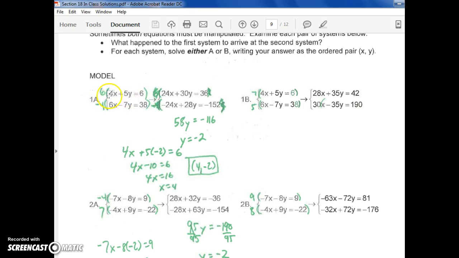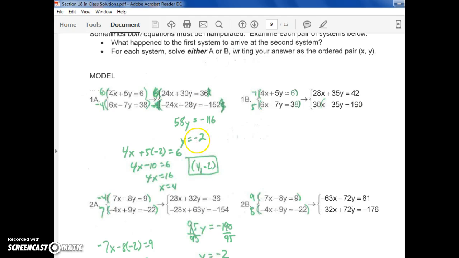So if I multiply the top equation by 6, I get 24x plus 30y equals 36. Multiply every single term by 6. And then the bottom equation I multiply by negative 4, which gives me negative 24x plus 28y equals negative 152. Now I went ahead and solved this, and to solve this I'm just going to add my terms up. The x's cancel, the y's give me 58y's. This gives me negative 116. Turns out that y is equal to negative 2.